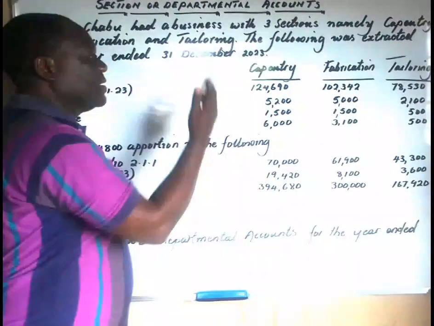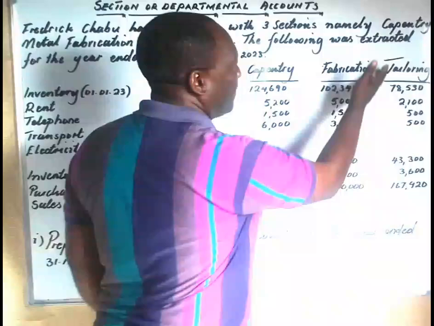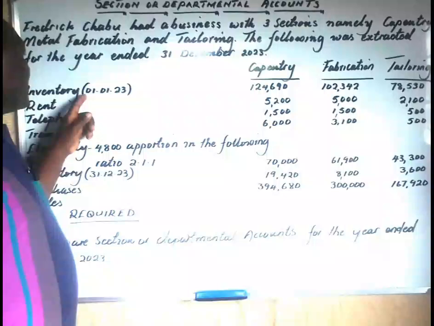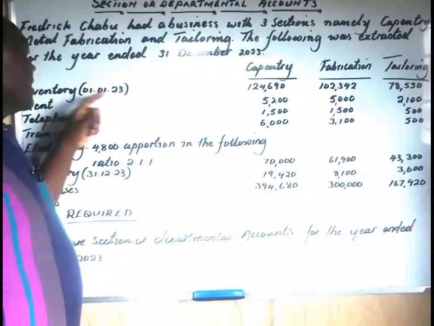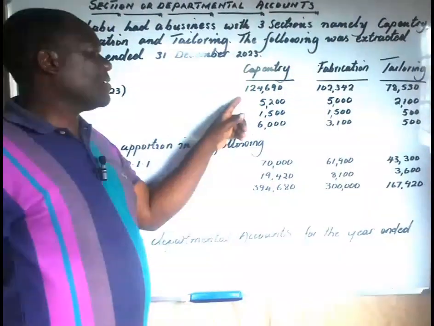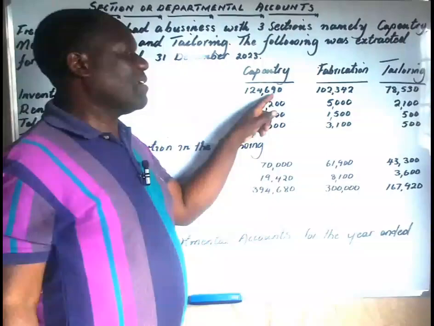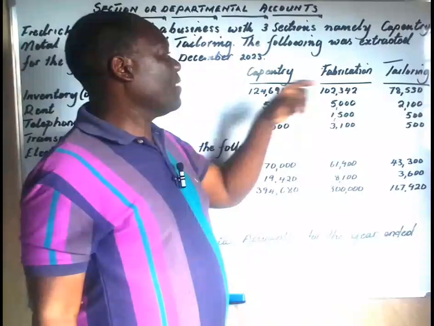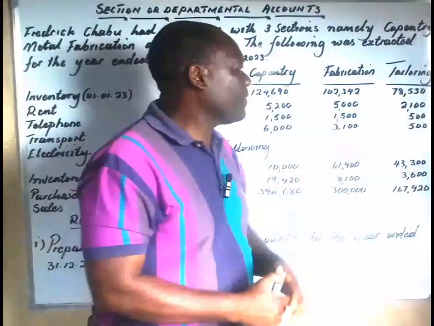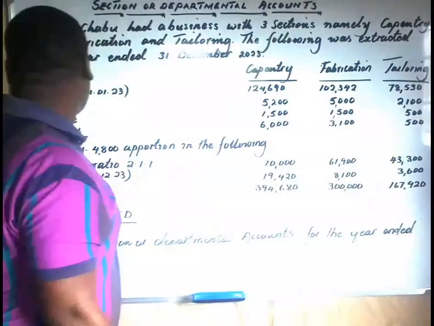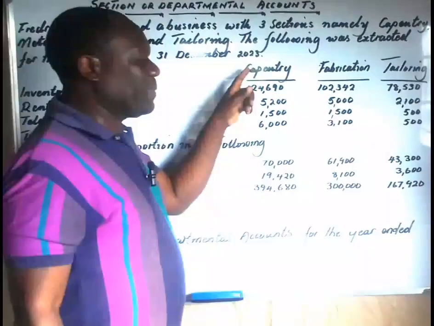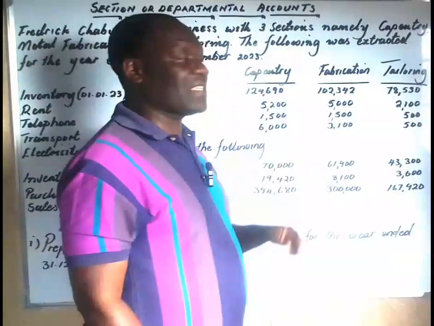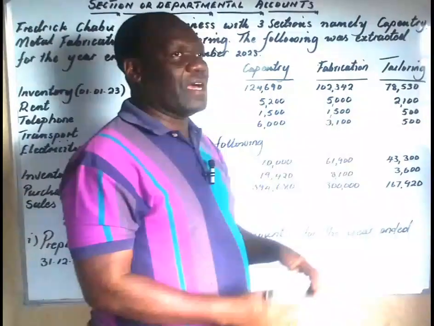So we have carpentry here, we have metal fabrication, we have tailoring. Inventory at 1st January 2023, carpentry at 120,690, metal fabrication at 102,342, tailoring at 78,530. Rent, carpentry at 5,200, metal fabrication 5,000, tailoring at 2,100.